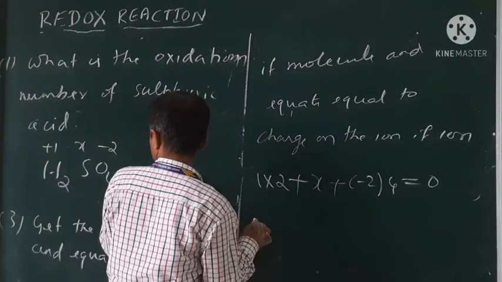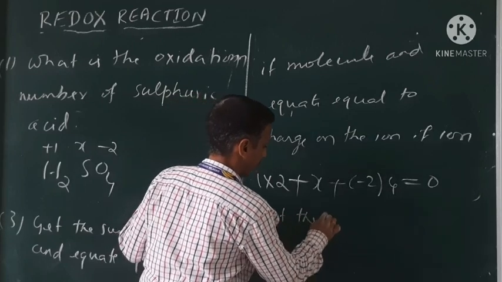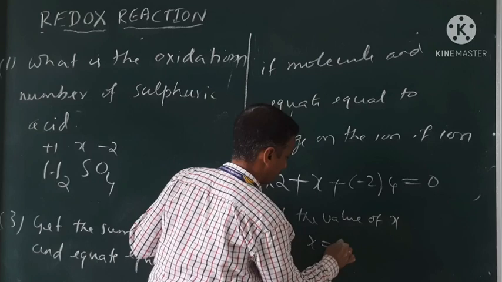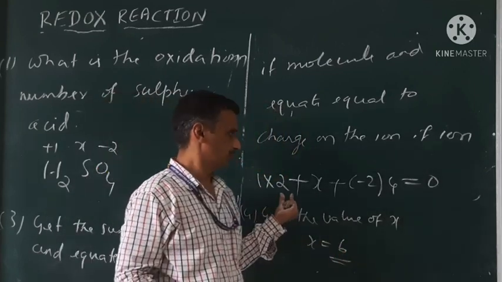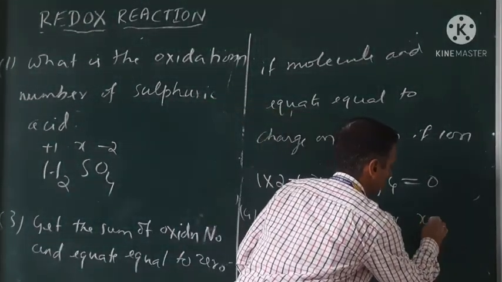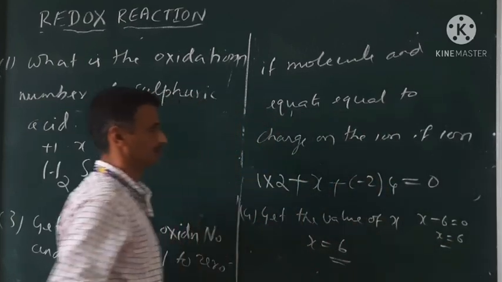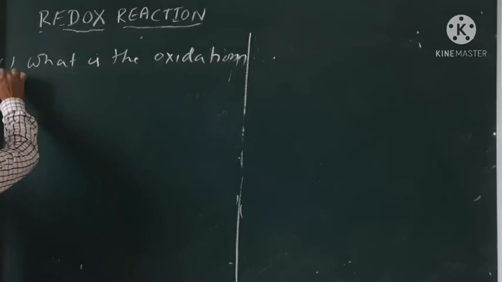Next, get the value of X. I am going to get X as 6. Here, 2 minus 8 is -6. So I am getting X minus 6 equal to 0, X equal to 6. This is how to calculate the oxidation numbers.